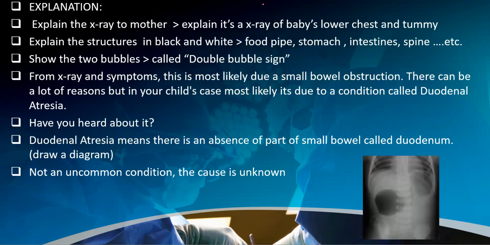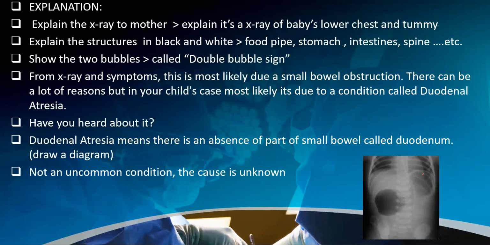Then you have to just finish the history and then explain the X-ray to the mother. The explanation will be very simple. You can't use any medical jargon, and it's very hard to explain an X-ray this way, so keep it very nice and simple. Say, Jenny, we have done an X-ray of your baby's chest and tummy to find out why he is vomiting. I'm going to explain it to you. If you don't understand, please ask me multiple times. I'll be happy to discuss it.